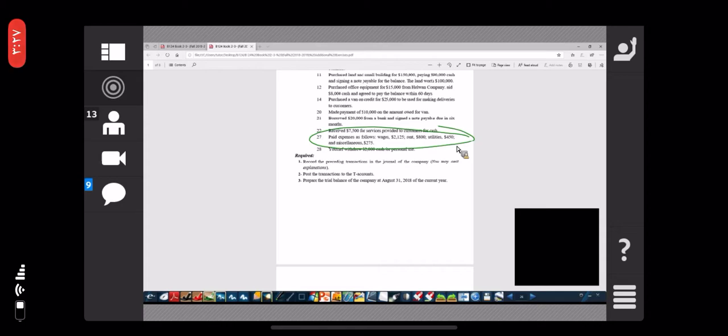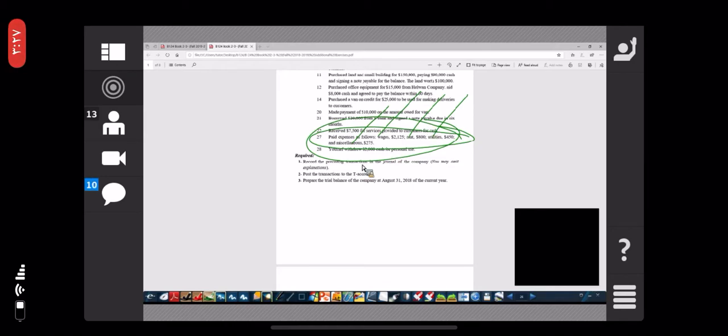More than one account. We have in the debit side wages, rent, utilities, miscellaneous. This will be in the debit side, and the credit side will be the total amount for this cash. So credit will be one account, and debit will be 1, 2, 3, 4, 5 accounts. So the journal entry will be wages expense, rent expense, utilities expense, miscellaneous expense to cash.